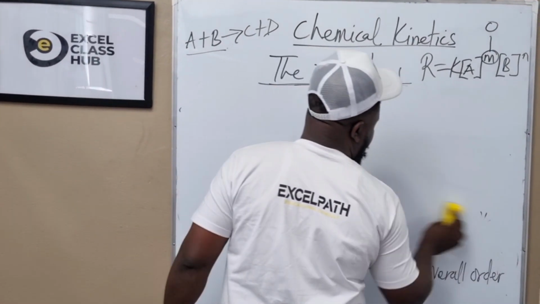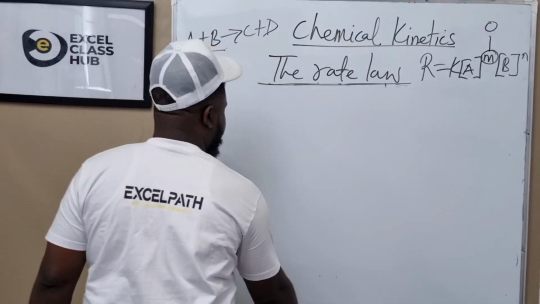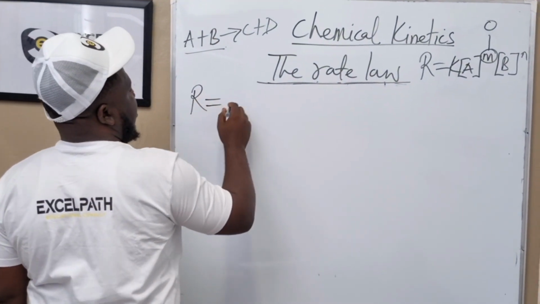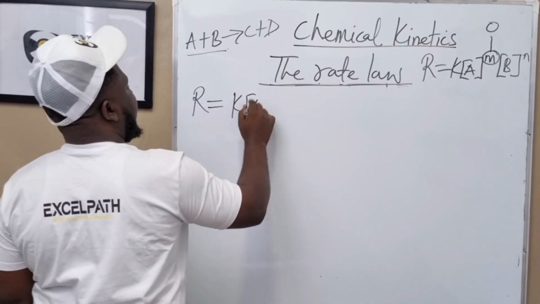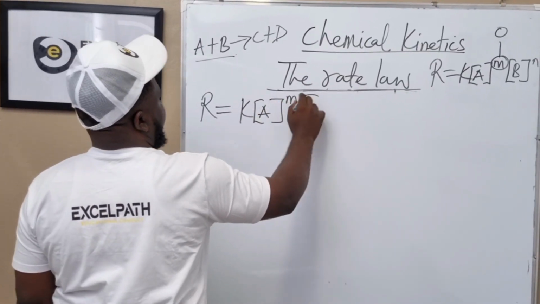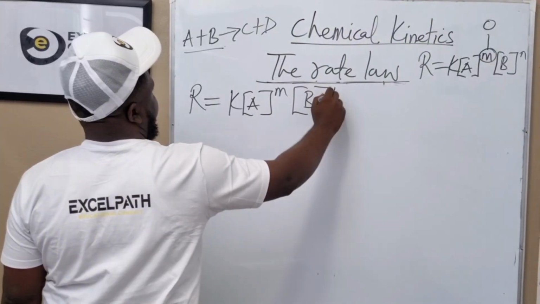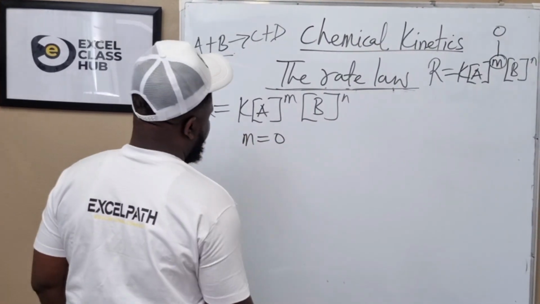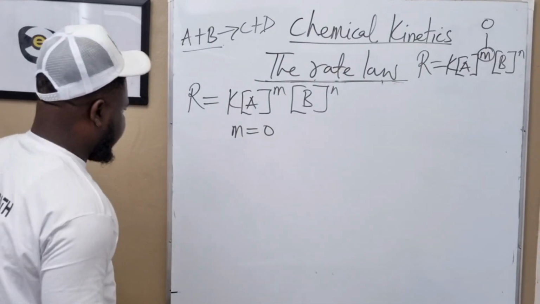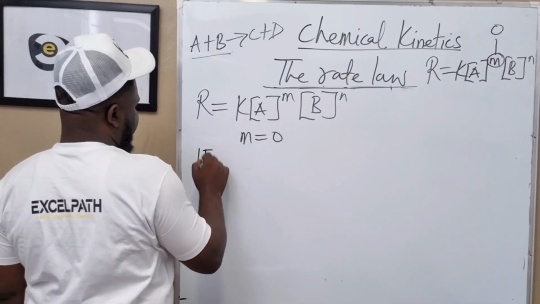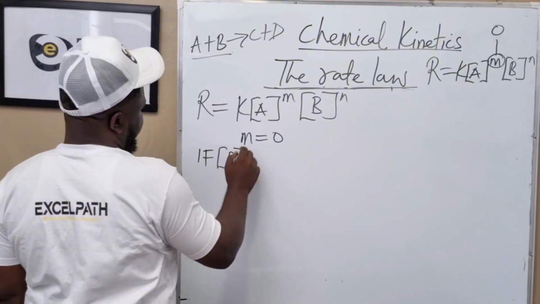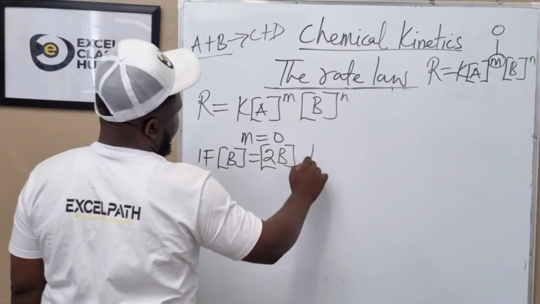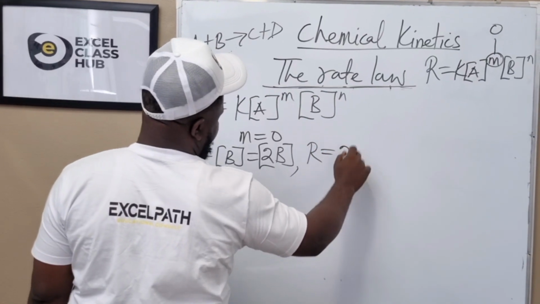So, since we have been able to establish that, okay, let's write our rate law expression. R is equal to K, concentration of A raised per M, concentration of B raised per N. So now we have been able to establish that M is equal to 0. But the second observation says that if the concentration of B is doubled, then the rate is also doubled.